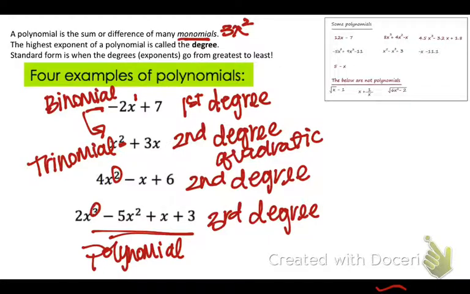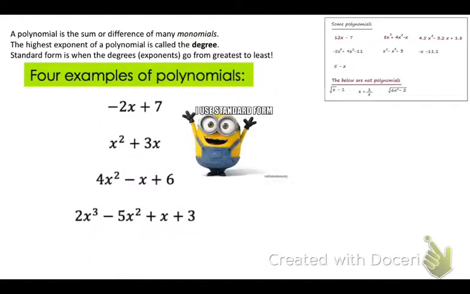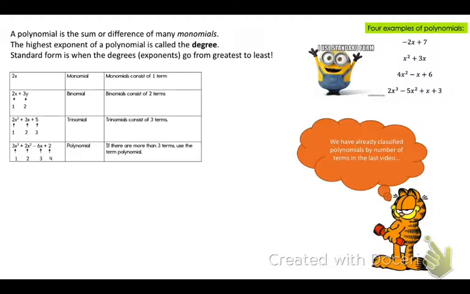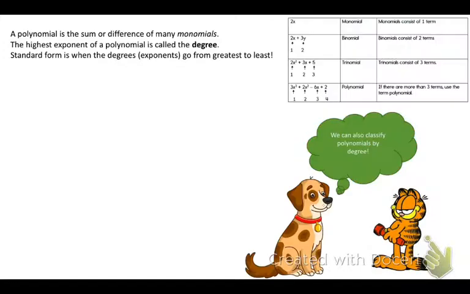Okay. Sorry, I don't know how to get all my writing to stay. Use standard form. So make sure that whenever you write these as answers, they always have to be written in standard form. So we just classified these by numbers. We just barely did it in the last video. But mono means 1, bi means 2, tri means 3, poly means more than 3.